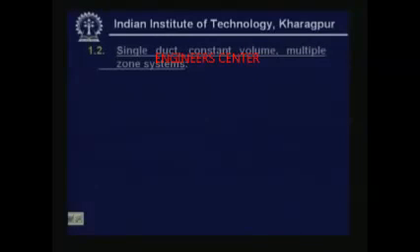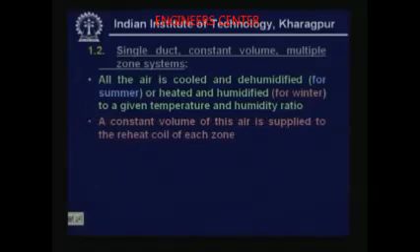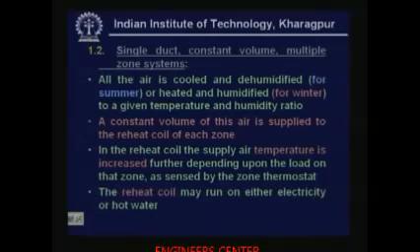Now let us look at single duct constant volume multiple zone systems. In these systems, all the air is cooled and dehumidified for summer, or heated and humidified during winter, to a given temperature and humidity ratio. A constant volume of this air is supplied to the reheat coil of each zone. In the reheat coil, the supply air temperature is increased further depending upon the load on that zone as sensed by the zone thermostat. And the reheat coil may run on either electricity or hot water.